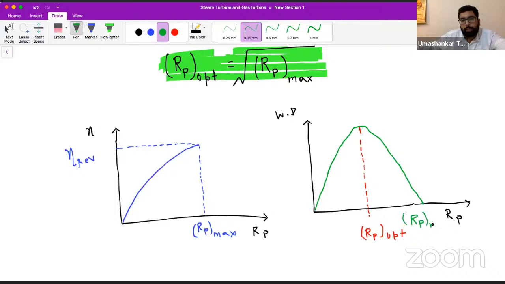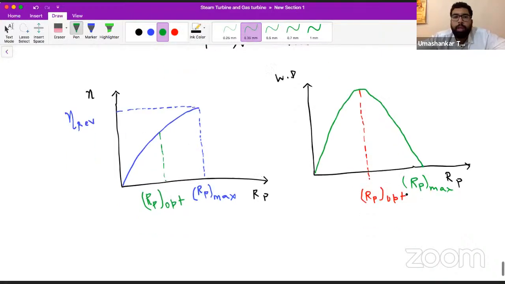So if we plot for the work done, the plot will be somewhat like this, and if we plot the efficiency, it will be somewhat like this. At RP optimum, you are not getting the maximum efficiency, but the maximum possible work done. If you increase your pressure ratio beyond this RP optimum, your efficiency will go on increasing, but the net work done in the cycle goes on decreasing.